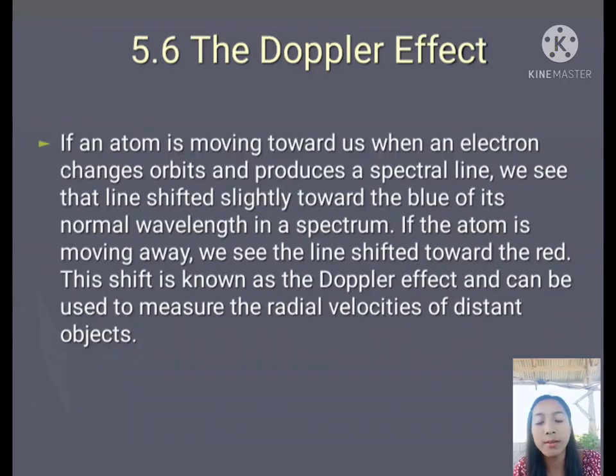And the last one is about the Doppler effect. If an atom is moving toward us when an electron changes orbits and produces a spectral line, we see that line shifted slightly toward the blue of its normal wavelength in the spectrum. If the atom is moving away, we see the line shifted toward the red. This shift is known as the Doppler effect and can be used to measure the radial velocity of a distant object. So yun yung mga about sa Doppler effect, sa structure of the atom, as well as the formation of spectral lines.